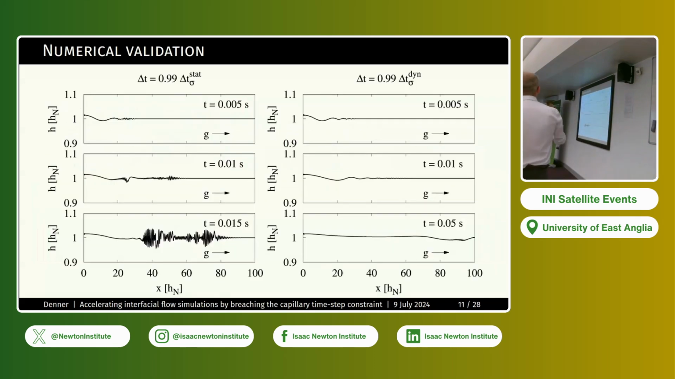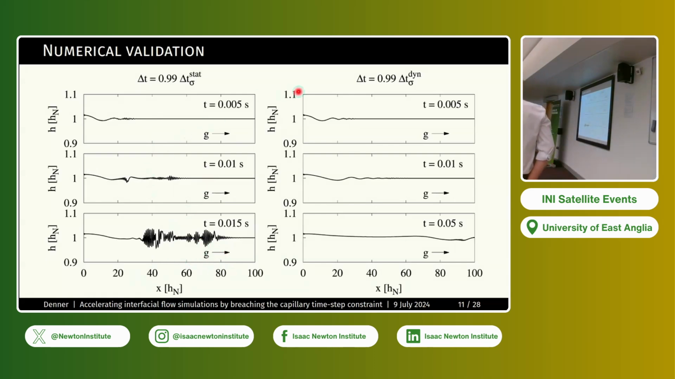And that's exactly, thankfully, what we saw on the left with the static constraint, on the right with the dynamic constraint. The flow goes from left to right, so does gravity. And we perturb this at the inlet, essentially, of our simulation domain. And we see that with the static constraint, those small perturbations on the interface, those small waves start growing very fast, and shortly after this time instance here, the simulation will have blown up.